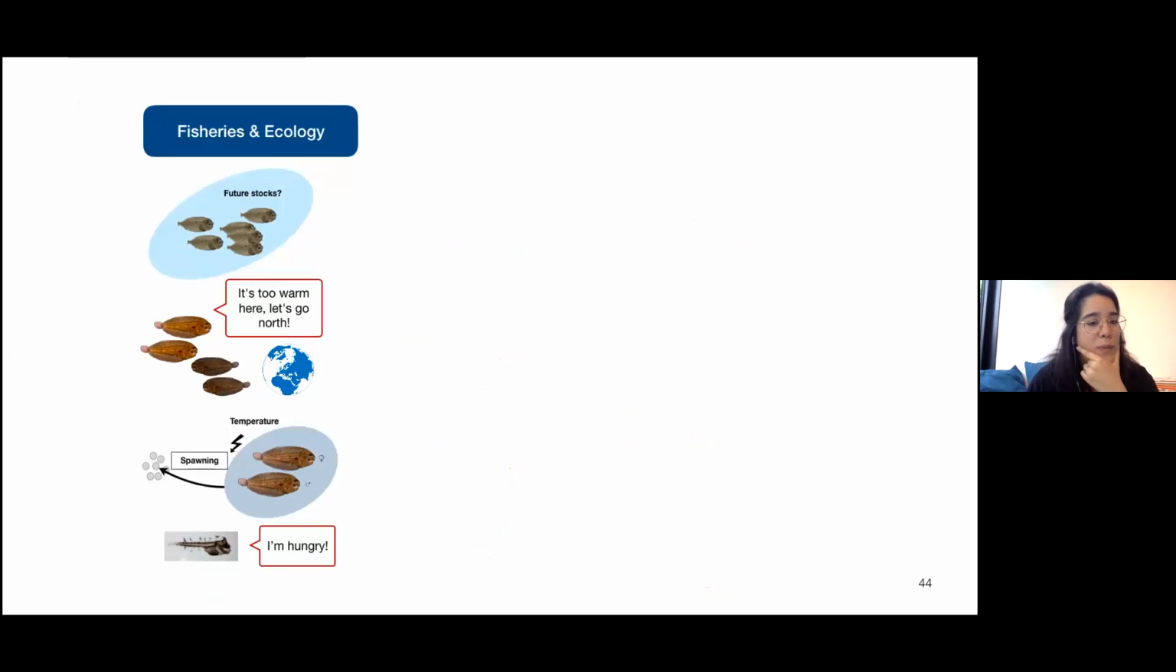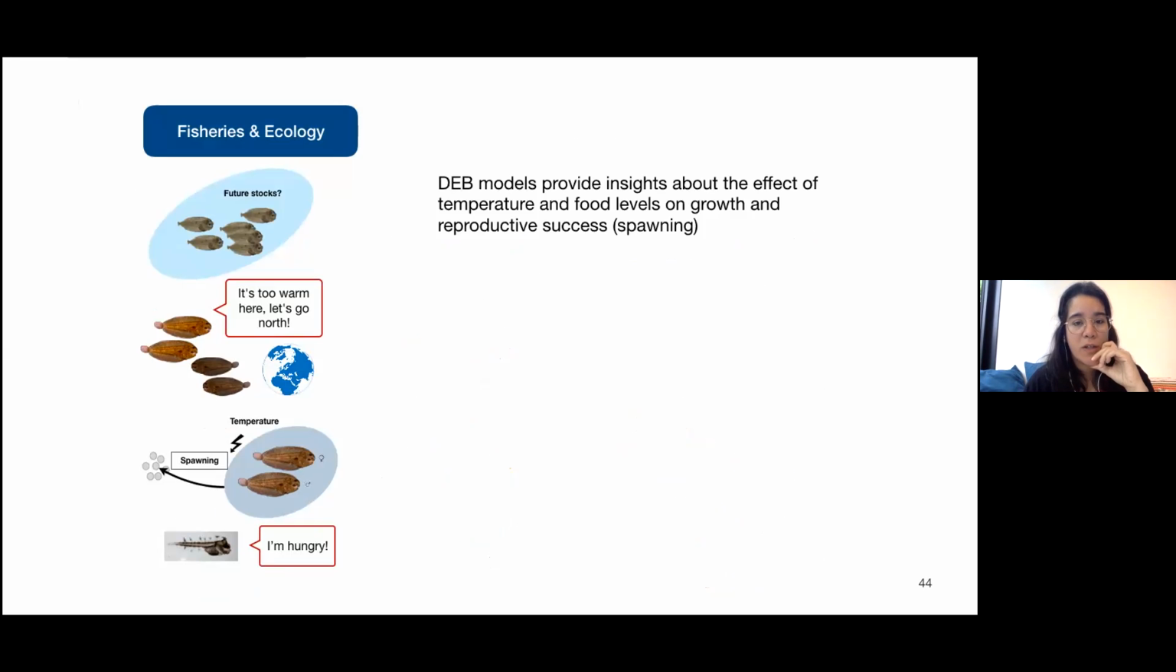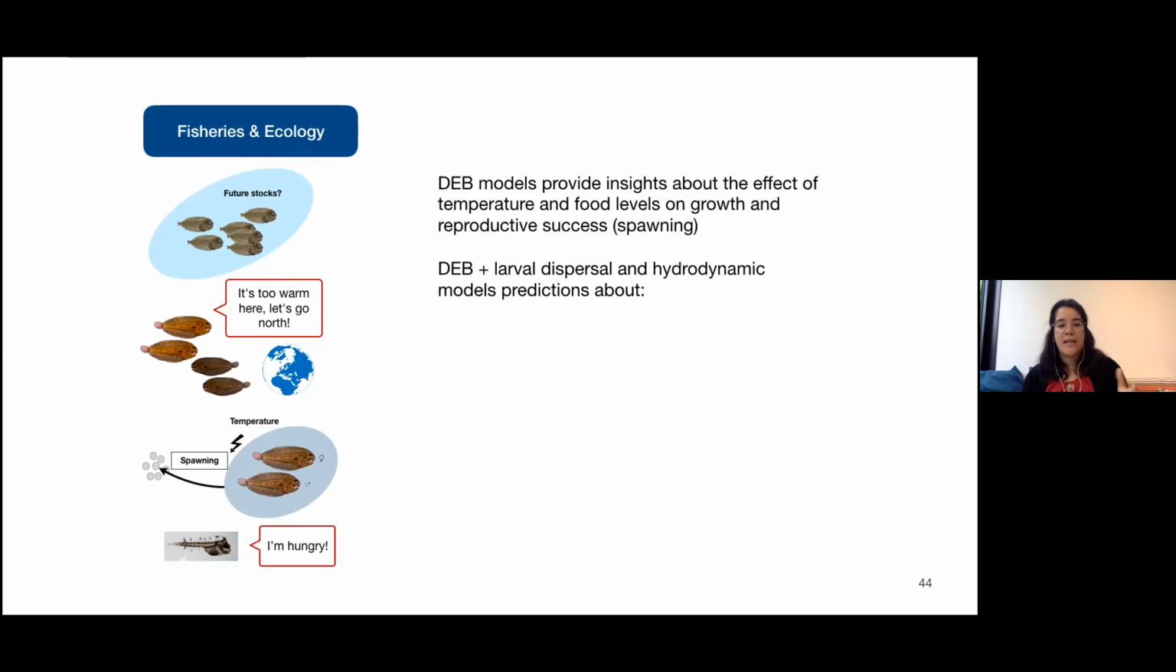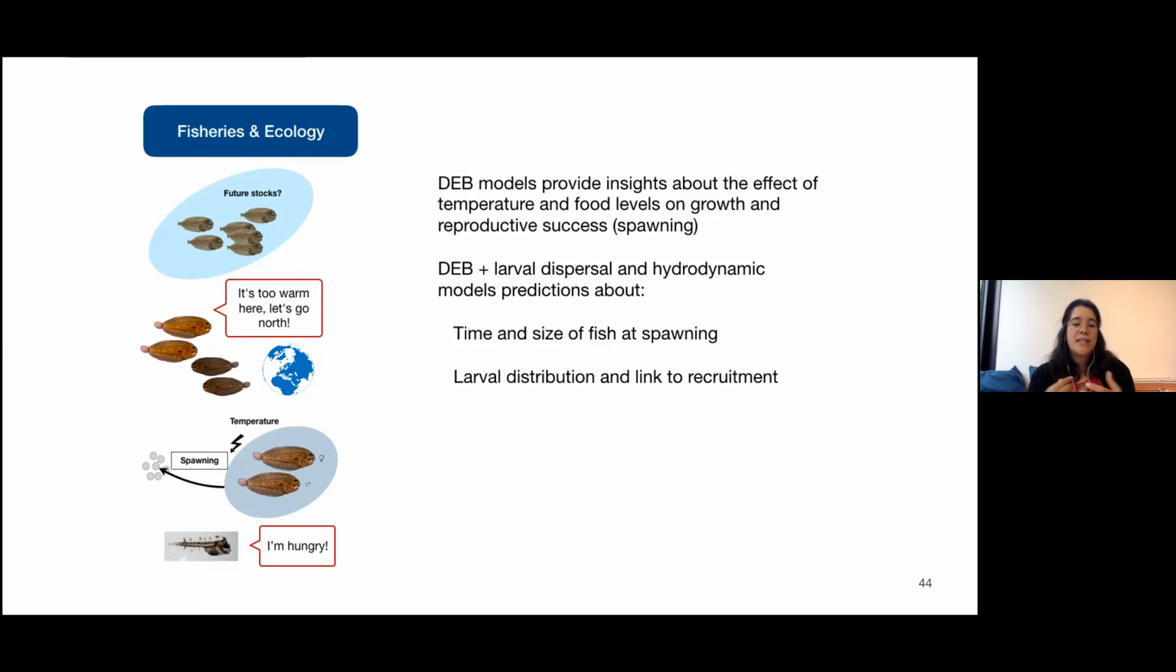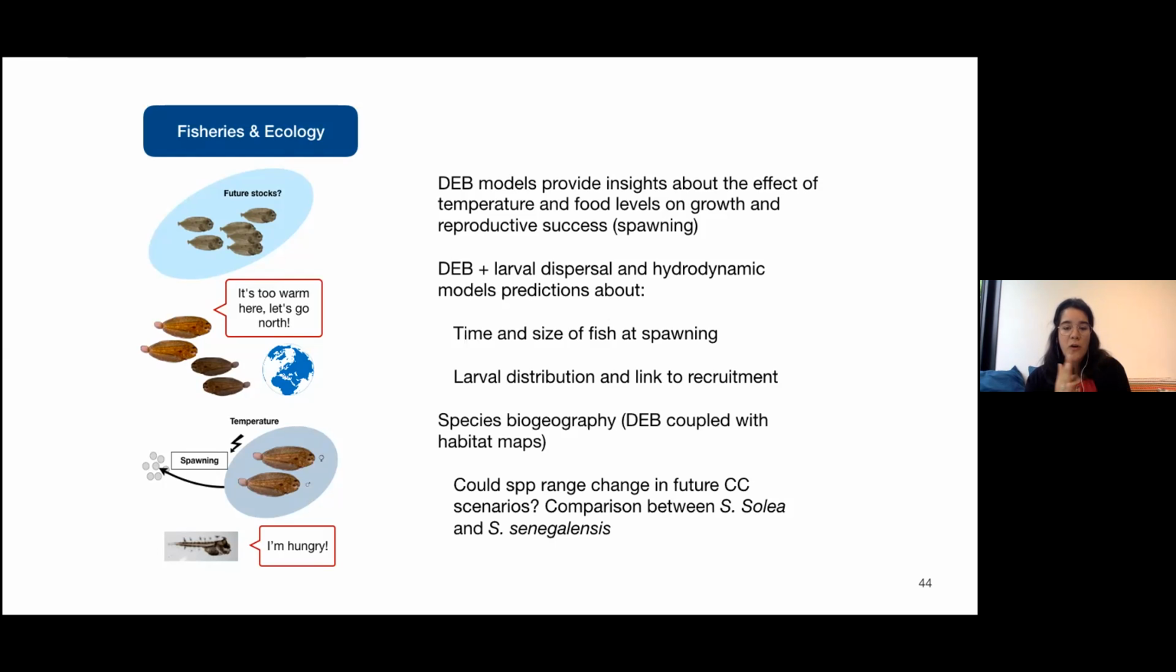So DEB models can help with all of this, or with these questions. In fisheries and ecology, for instance, they provide insights about the effect of temperature and food levels on growth and reproductive success. And we could also couple DEB with larval dispersal and hydrodynamic models to make predictions about the time and size of the fish at spawning and the larval distribution and link it to recruitment. And regarding species biogeography, the models coupled with habitat maps could give us an understanding of how species distribution could or will shift in future climate change scenarios.